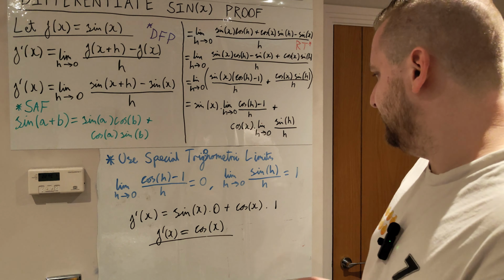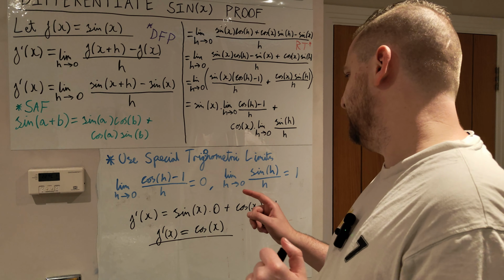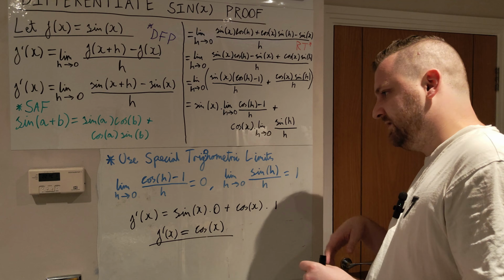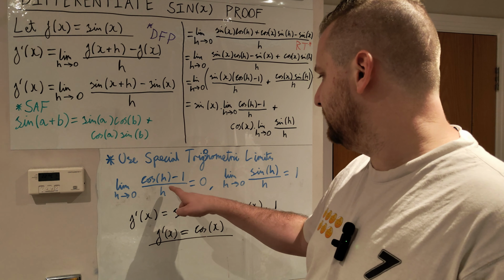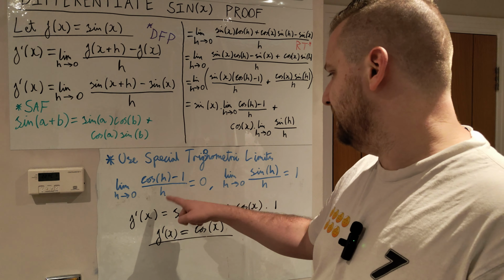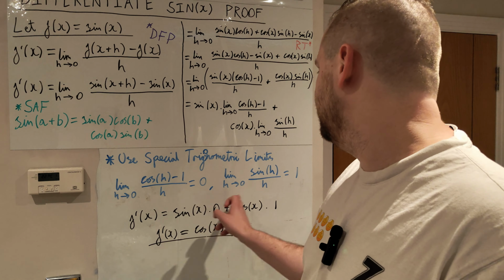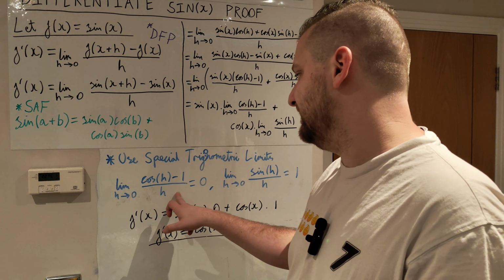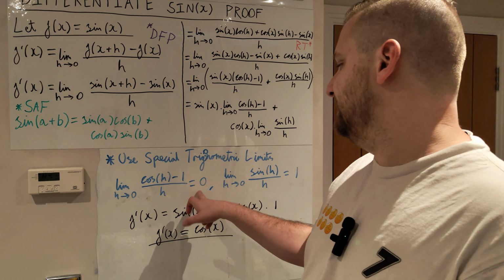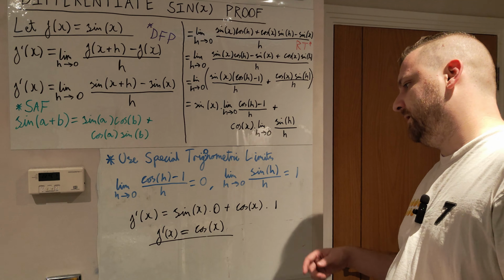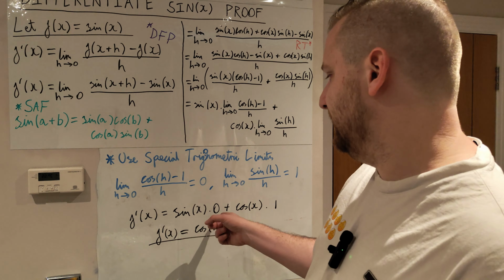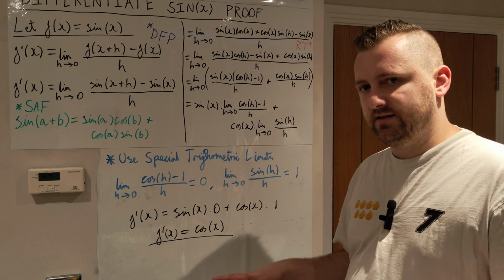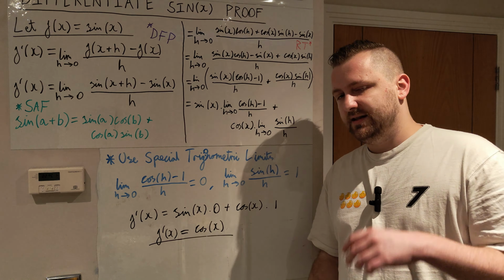And from here we need to use the special trigonometric limits. I think these were worked out with geometry, it doesn't really matter. These things are weird because you have 0 on the bottom, so how are you going to divide by 0? We've had a smart person tell us that cos of h minus 1 over h is 0 as h tends to 0, and this one's 1. Sub them into our formula. This is 0, so it's 0. This is 1 times cos of x, and that's it. So hopefully that makes sense.